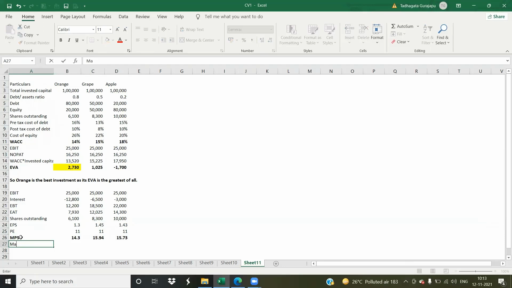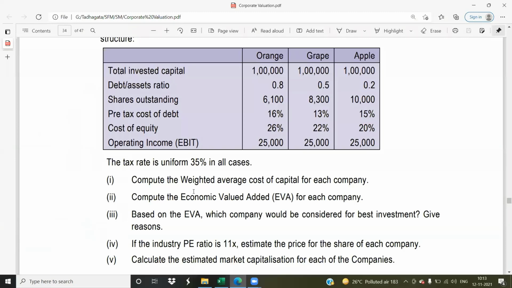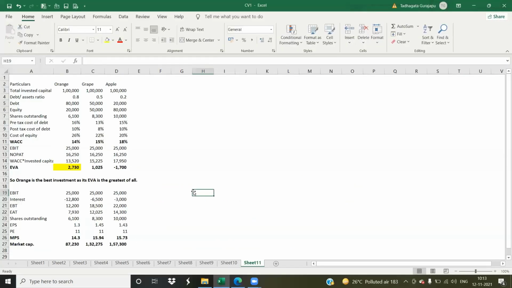Now market value, market capitalization. Market cap is equal to MPS into shares outstanding, right? Yeah. So is there anything else to be calculated? There are 5 questions: 1, 2, 4, 5. Yeah. So there is the solution.